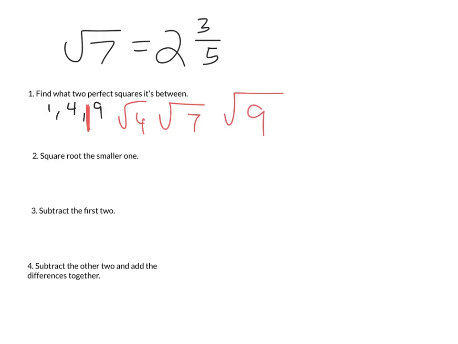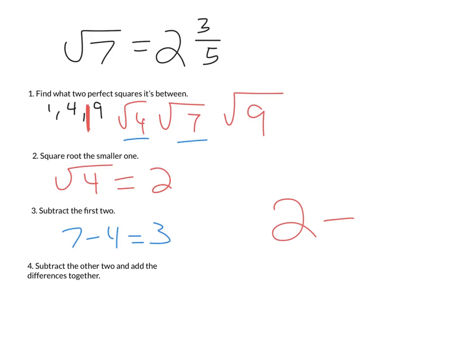I want to take the square root then of the smaller one. The smaller one that it is between is 4. So I want to take the square root of 4, which gives me 2. So again, my whole number is going to be 2. Then I want to subtract the first 2 numbers underneath the radical signs, or the radicands. So 7 minus 4 gives me 3. That's the number that goes on your numerator.